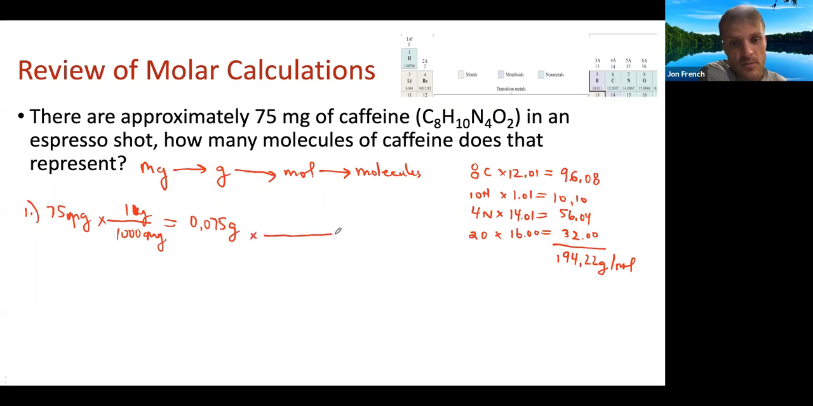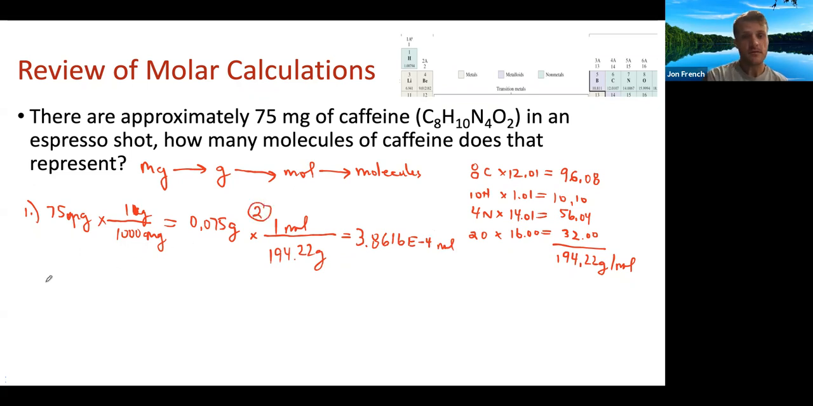Now we can use that molar mass because the molar mass relates grams to moles. So I know, for every 1 mole of caffeine, I would need to have 194.22 grams of caffeine. So 0.075 divided by 194.22 gives 3.8616 e to the -4 moles of caffeine. So that was step 2 hidden in right there.